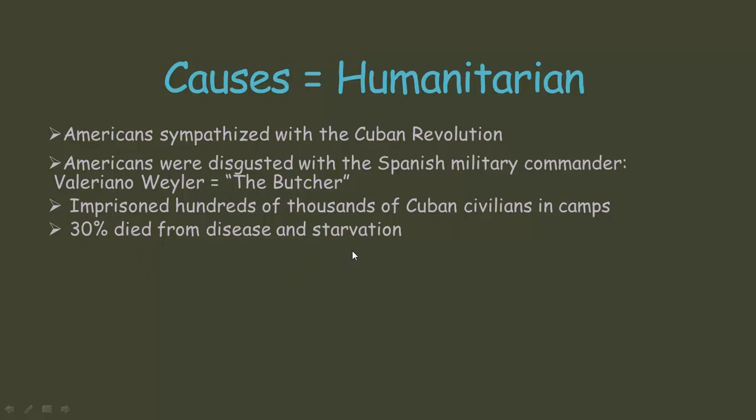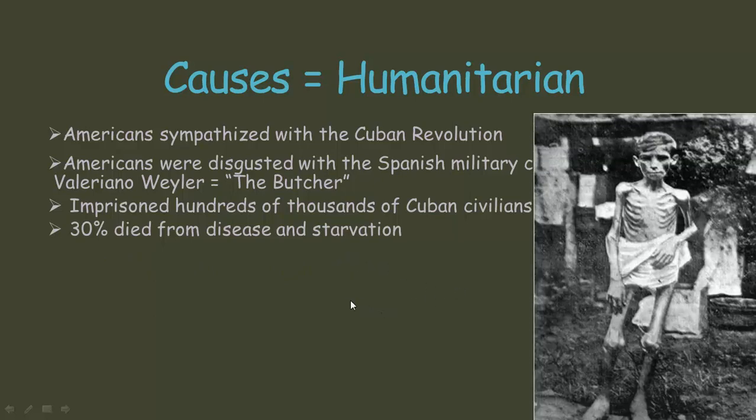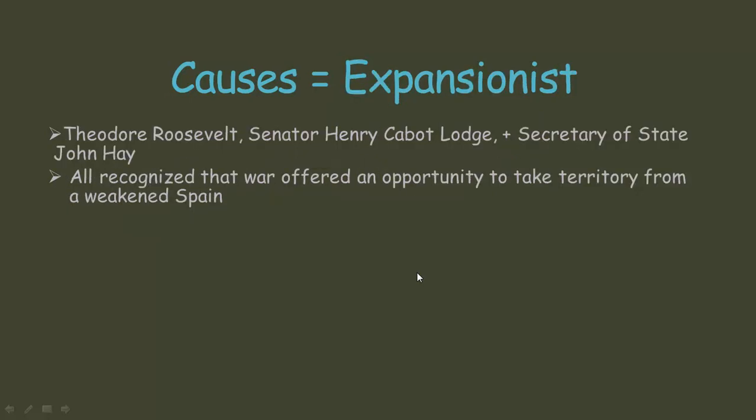All right, so we're going to look at the numbers. About 200,000 Cuban civilians died at the hands of the Spanish leader, the Butcher. So the humanitarian cause here: should we get involved in Cuba to help these people? Because that is what the Spanish government was doing to them.